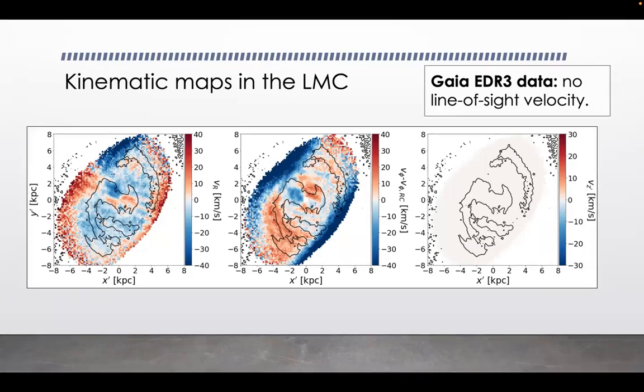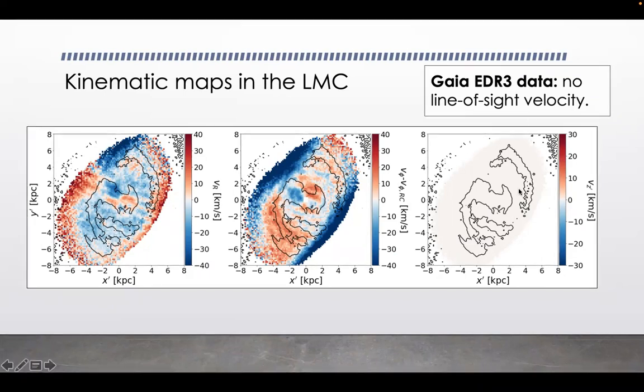One does not take into account the line of sight velocity, assuming that everything is zero, so there is no motion towards the sun, and the other one does have line of sight velocity. But as I said before, Gaia does not deliver so many line of sight velocities. So the data set with line of sight velocity is there, but statistically, we have many fewer stars. So we will compare the advantages and disadvantages, or what biases we put in the kinematic maps if we do not take this line of sight velocity.